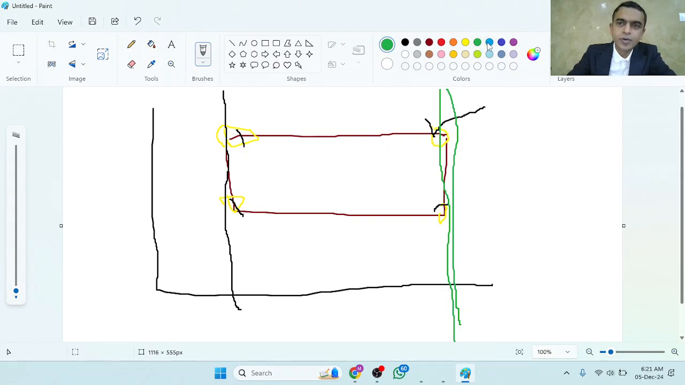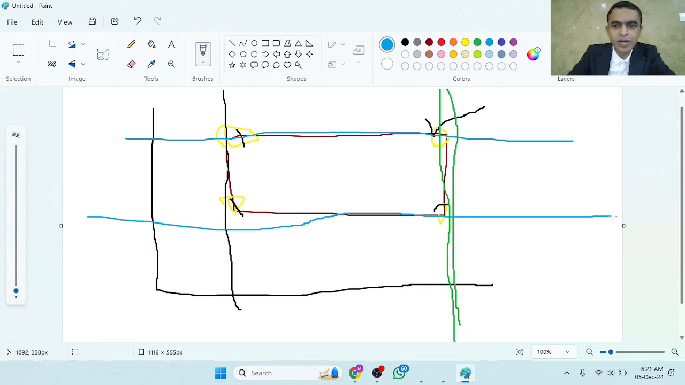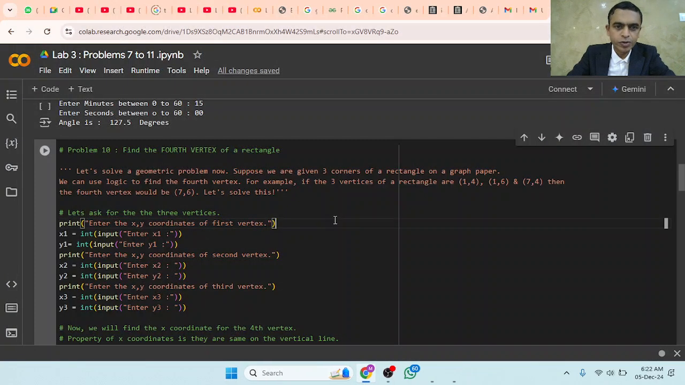So this is for a vertical line, 2 x coordinates will be the same. Similarly, you can just extend that for a horizontal line. On this horizontal line, 2 y coordinates of these corners will be the same, right? For a horizontal line, 2 y coordinates will be the same. So this is the property we are going to use in solving our program. Okay, so let's go back to the program now.